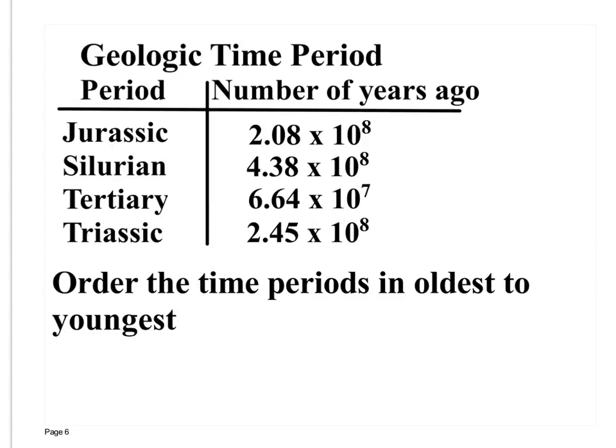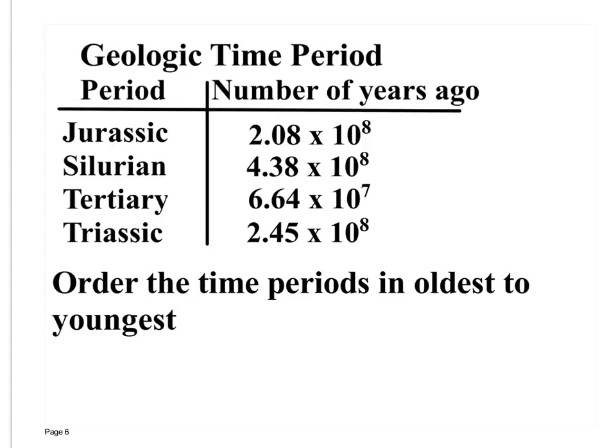And then if you think Tertiary is the next oldest, then write Tertiary and 6.64 times 10 to the 7th, and so on. So if you thought it was in this order, write it in that order. Right? Write it in however order you want, as long as you think it's oldest to youngest. So go ahead and order these time periods. Order the time periods in oldest to youngest.